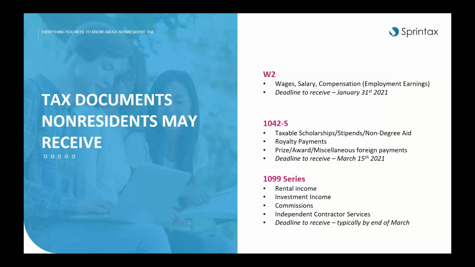Generally, the deadline to receive a W-2, if you're due to receive one, is January 31st, 2021. So many of you who are due a W-2 should have received it by now, and if not, it may be worth checking in with your employer to check on the status of that.